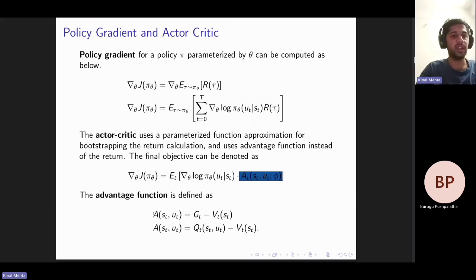The advantage function is defined over state and action, given that it starts in state S and takes action U. It is the return expected from that state and action, subtracted by the return expected from that state. So this shows the advantage of taking a specific action U_t over all the other actions possible from that state. In practical scenarios, the advantage is used as Q_t, the action value function that we saw earlier, subtracted by the value function of that state. So this shows the advantage of the action that we have taken. That is the advantage function.